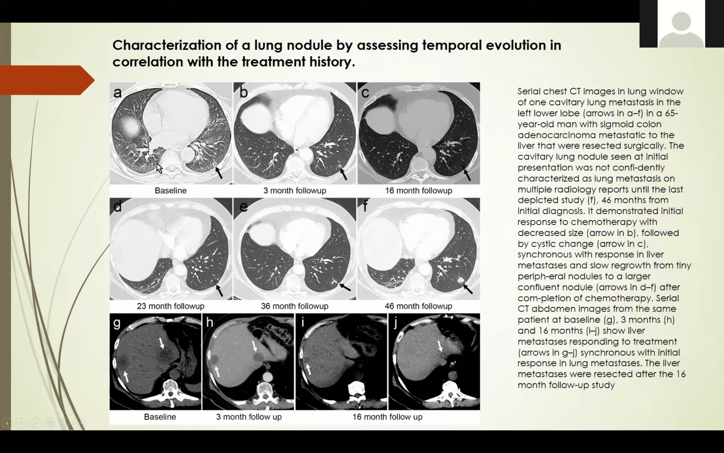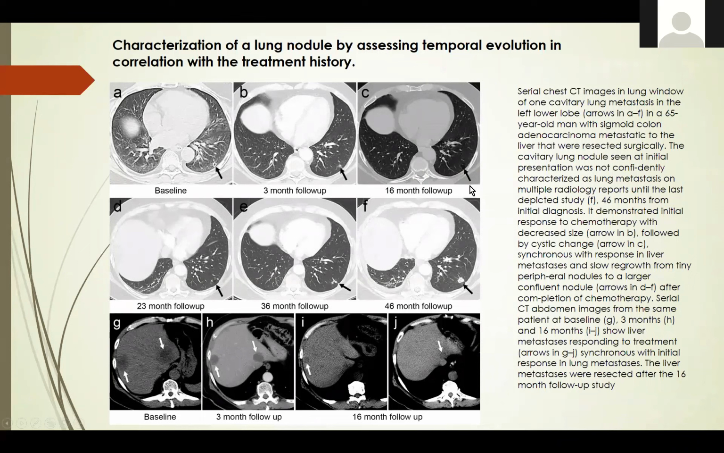So this is a patient with colon cancer, and this nodule was seen at baseline. At baseline, we sometimes see small liver lesions, small lung lesions, and it's impossible to characterize them on one study. But if we correlate them with treatment history and then look at them on the follow-up study, we should be able to characterize most of them. So at baseline, this was a small round cavitary lung nodule, which has become smaller. And I'm not sure if it is projecting well, but it became very cystic.